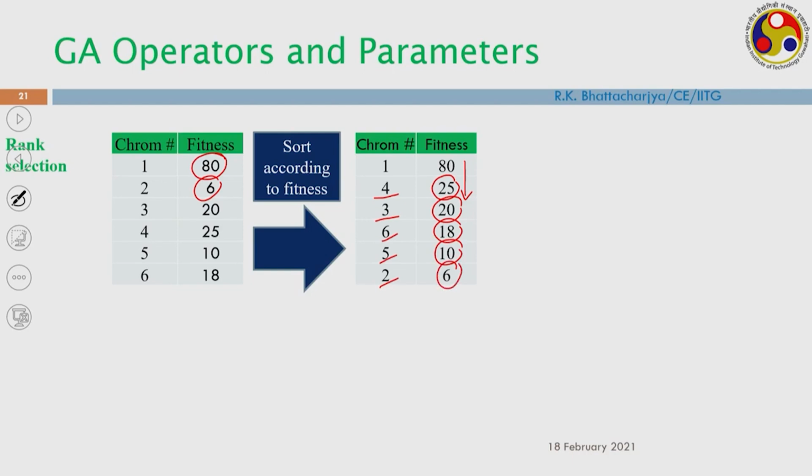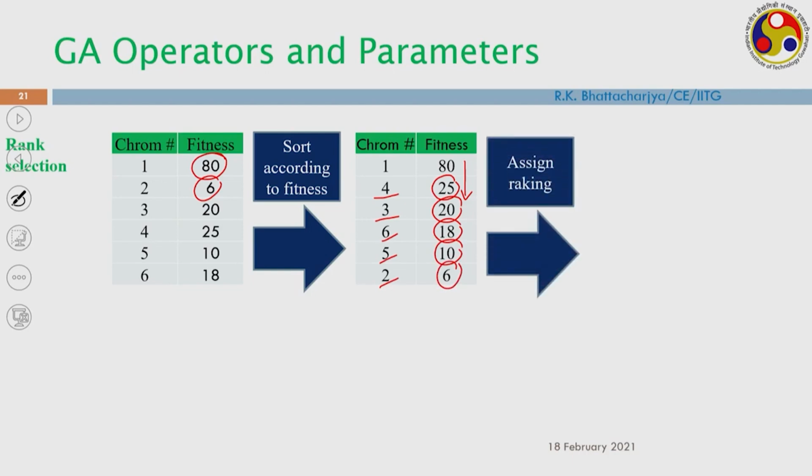Now, we are assigning a rank to each of the solutions. How are we assigning rank? The best solution will get the highest rank. In this case, suppose I have 6 solutions in total, so I am putting rank 6 to solution 1, the best solution, and then I am reducing the rank by 1. That means the next best solution will have a rank of 5, then 4, then 3, then 2 and then 1. The worst solution is getting a rank of 1.